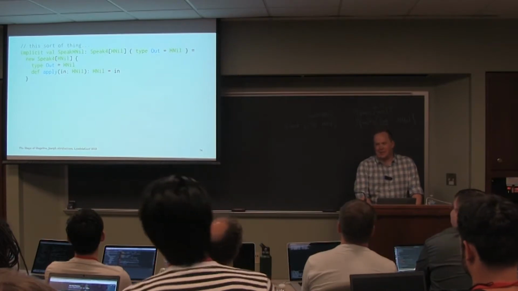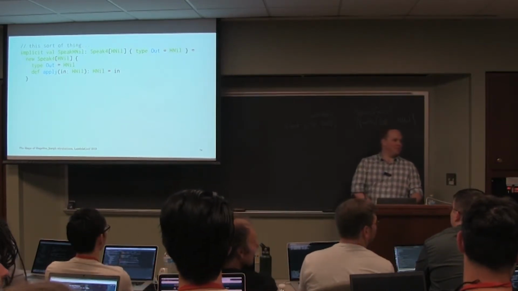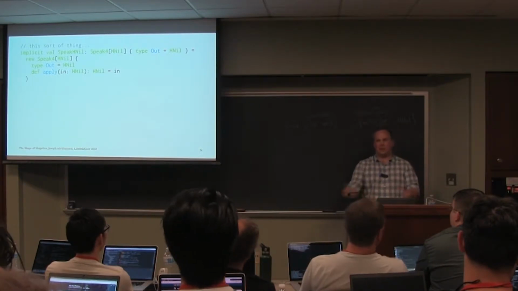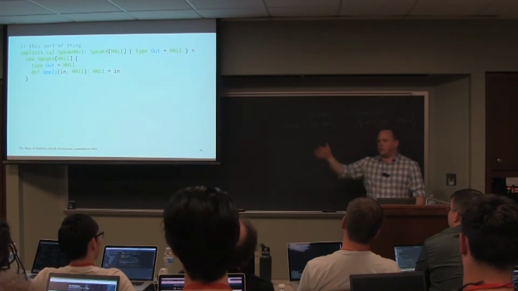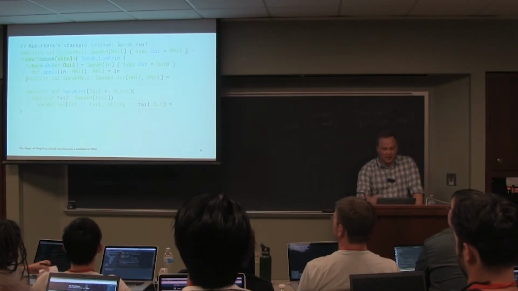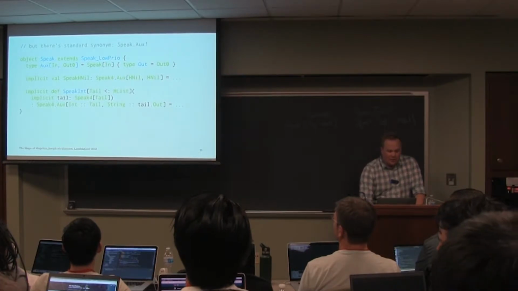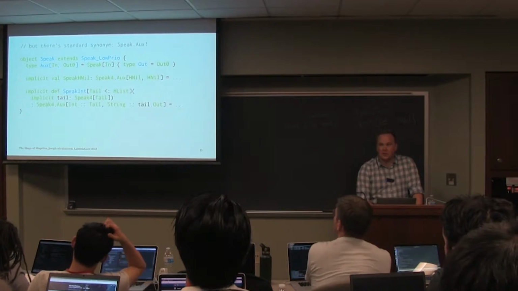Also, you'll just see this thing a lot, the aux pattern, as, sorry, what's your name? Ari. As Ari pointed out, the aux pattern is just the name that people have chosen to use to describe this pattern, and you'll see it a lot. So here's what the aux pattern looks like. I'm just going to, in the companion object of speak, define this type alias called Aux.